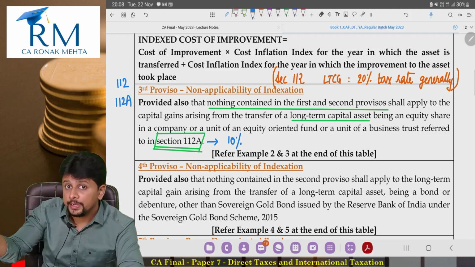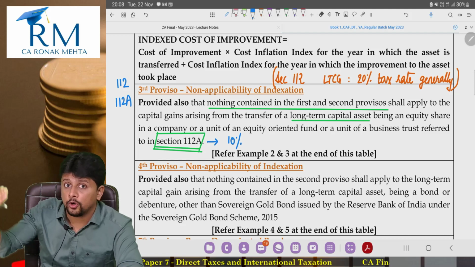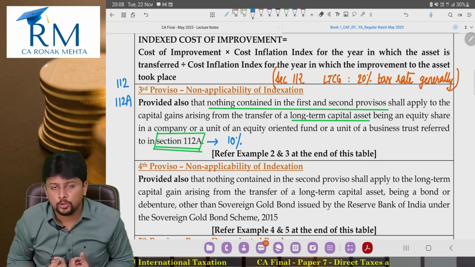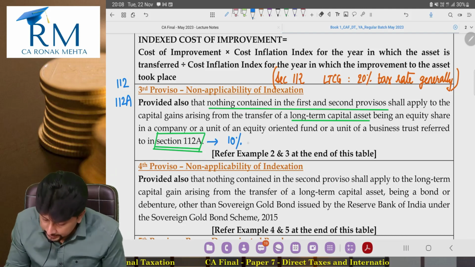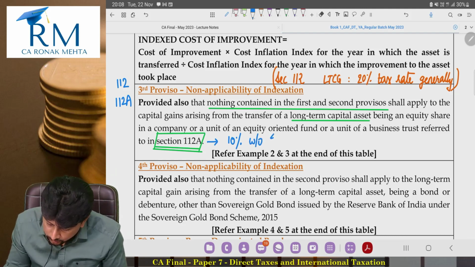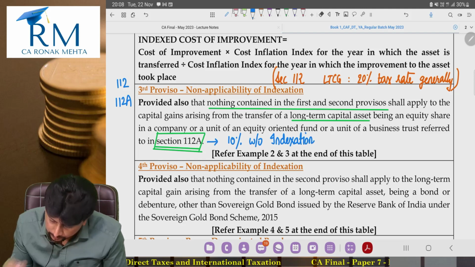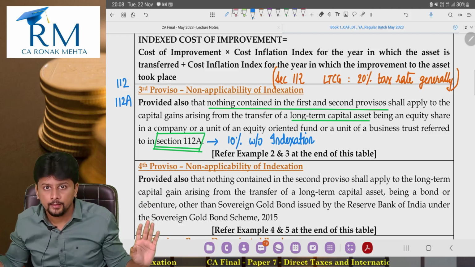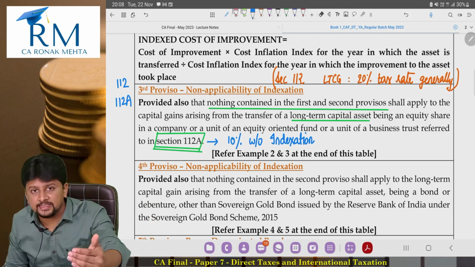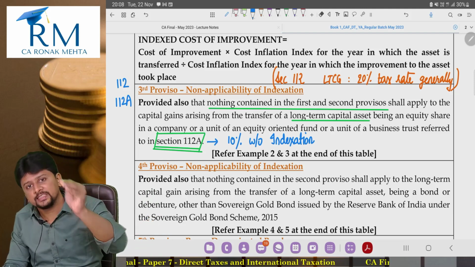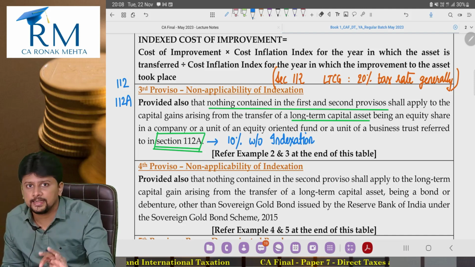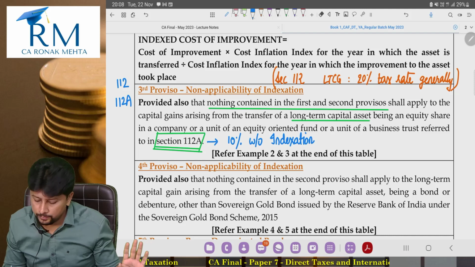When I am reducing your rate of tax from 20% to 10%, as talking from the government's perspective, 10% is going to be without the benefit of indexation. We will not give you the benefit of indexation. Second proviso will not apply. Because instead of applying tax at the rate of 20%, I am applying tax at the rate of 10%. So I am reducing the tax rate. Na? So 10% is a tax rate. No indexation will be allowed.